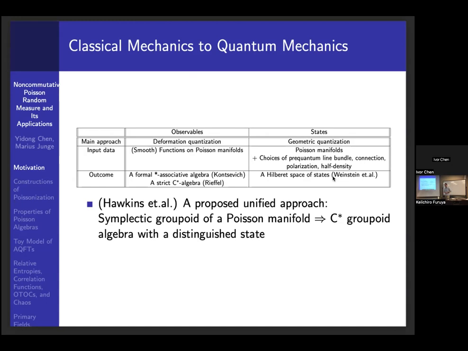Do you really mean smooth functions, or do you want them to be continuous? Do you want them to be bounded measurable functions? Well, let's just say functions.